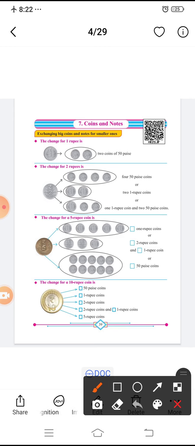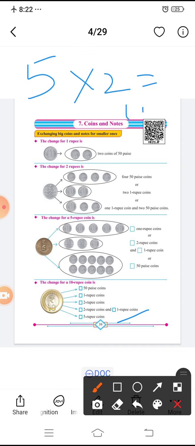Now last one, 5 rupee coin. This तो you can say very easily. Correct ना students? कितने 5 rupees का coins चाहिए for making 10 rupee coin? 5 rupee का कितने coins will be needed? 2 coins. 5 2s are 10. Yes students, it is easy now. Now we will go to next page.